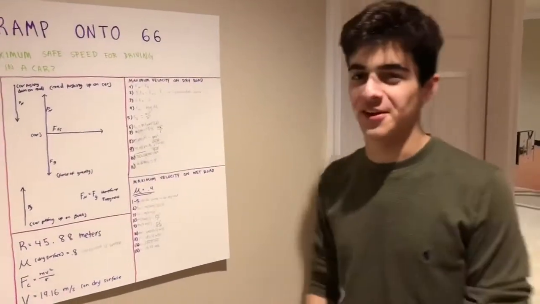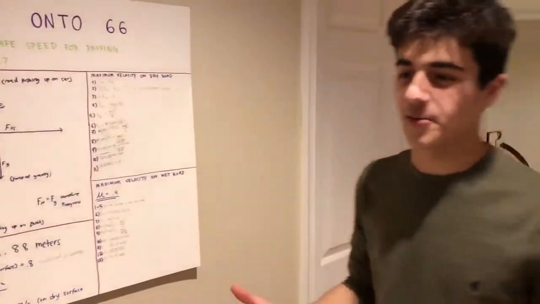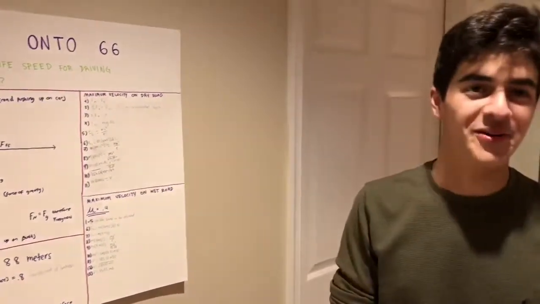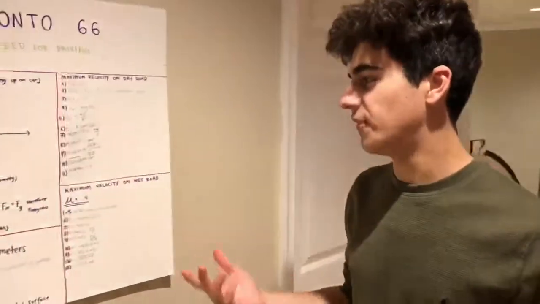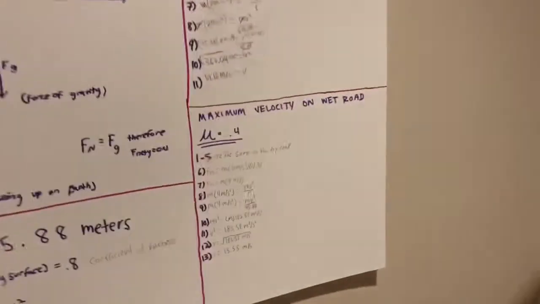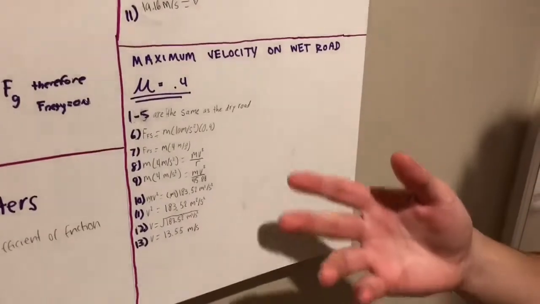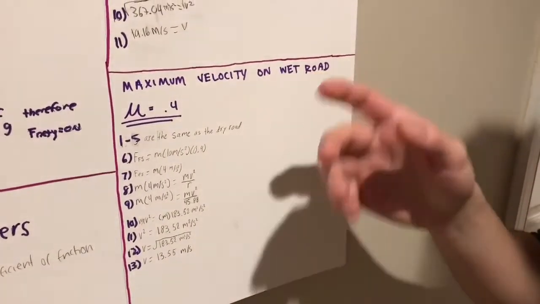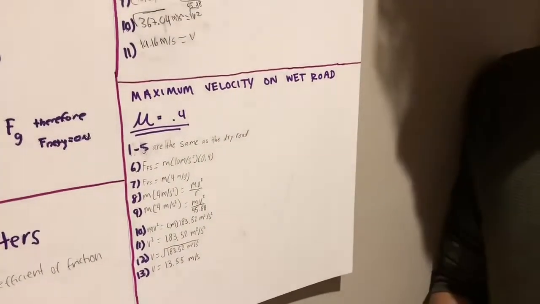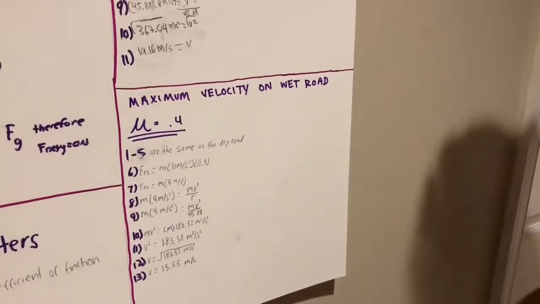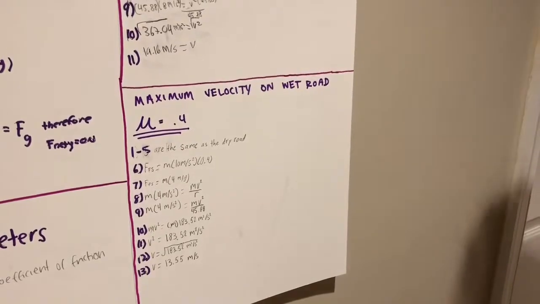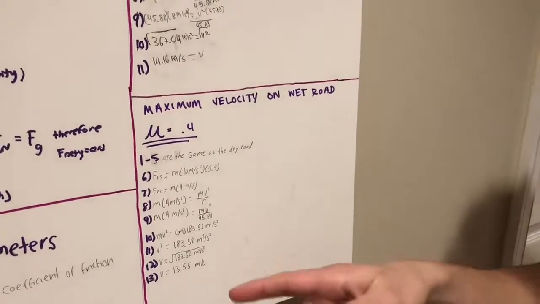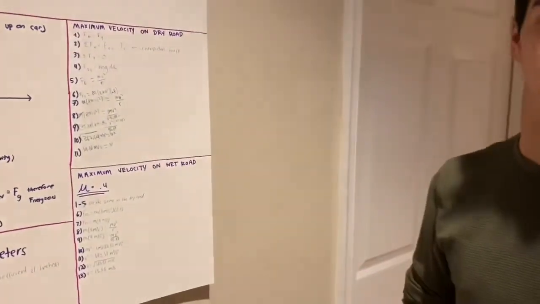So we originally picked the Nutley ramp onto 66 because on the way to work on the project, Sophia and Melvin spun out. And so the road was wet, so we wanted to find the maximum velocity for it to be safe. And so basically the coefficient is 0.4, which is half of the coefficient of friction for the dry road. Steps 1 through 5 are the same, and the rest of the steps are also the same, but the coefficient is different, and in the end it's 13.55, which is less than the one for the dry road.